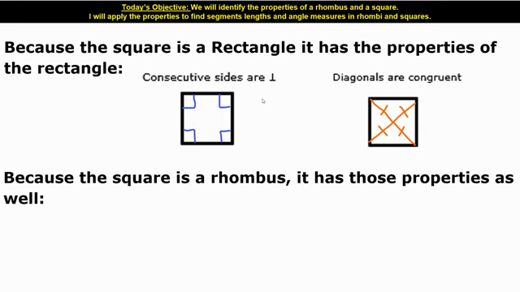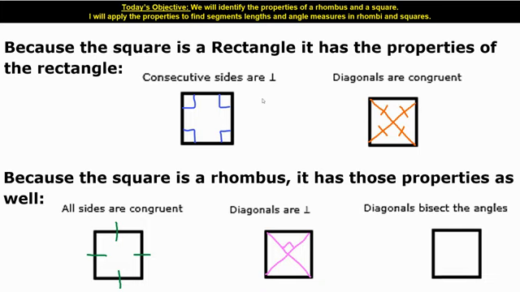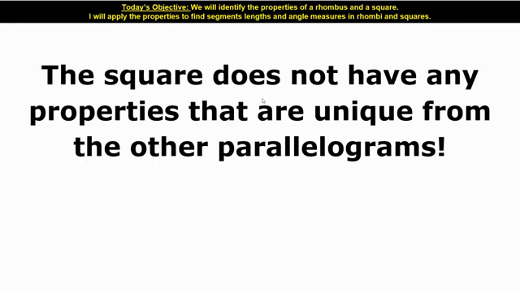The square is also a rhombus, so it has those properties that we just discussed about the rhombus. All sides are congruent. Diagonals are perpendicular. And diagonals bisect the angles. In this case, we know that because there's 90-degree angles in the corner, since it's a rectangle, they're bisected into 45 degrees. This is true for both diagonals. The square itself does not have any properties that are unique from the other parallelograms.